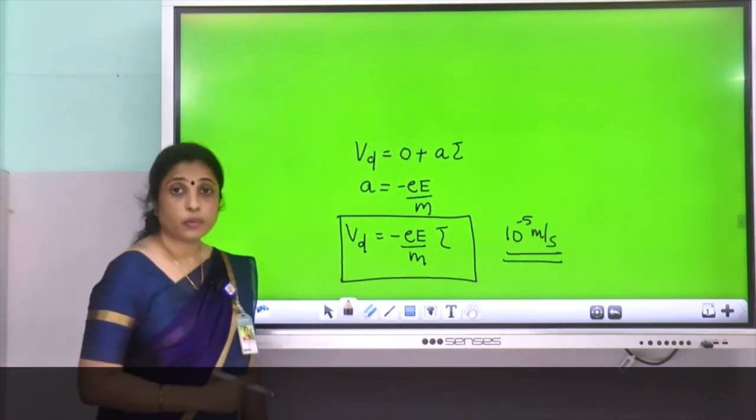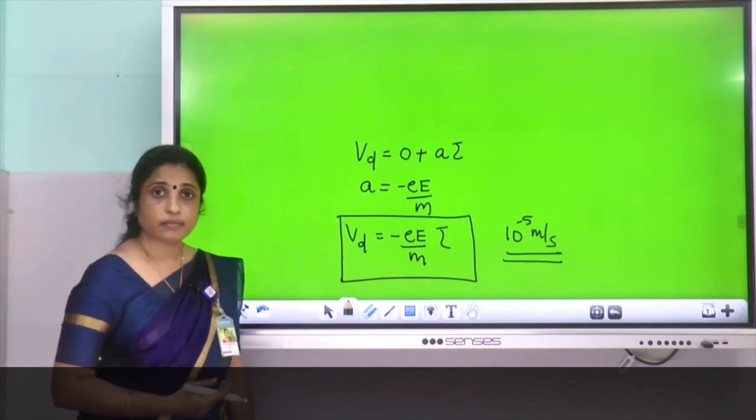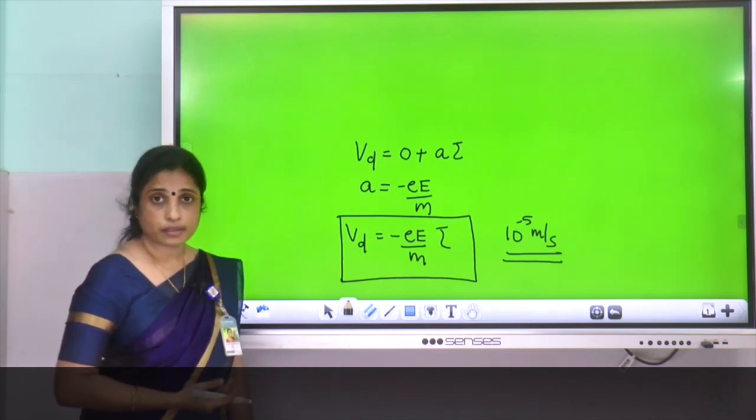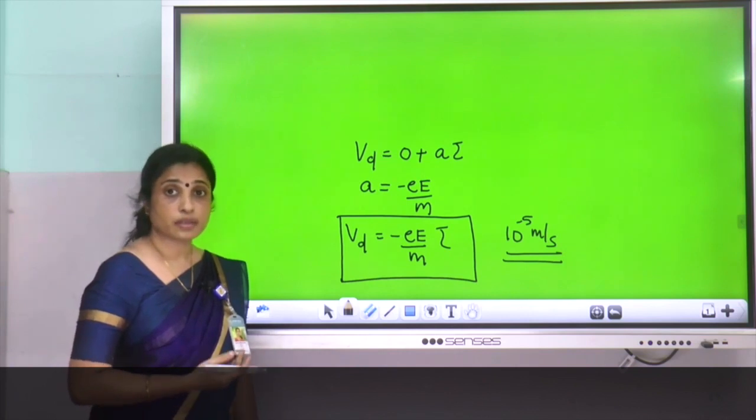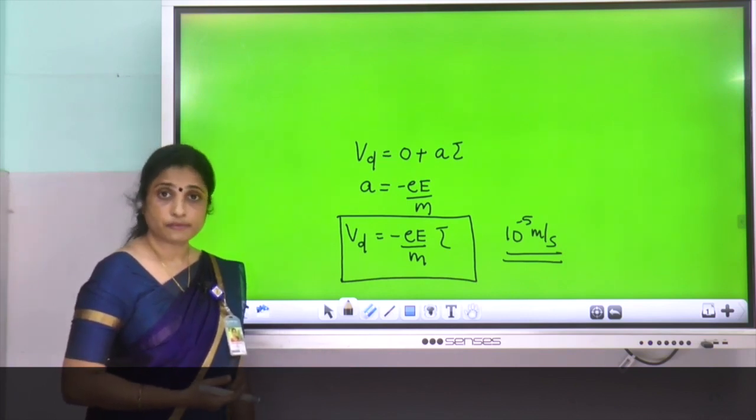So, today we have seen the mechanism of flow of current through conductors. We have seen what is relaxation time and drift velocity.